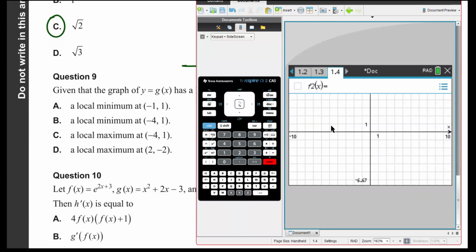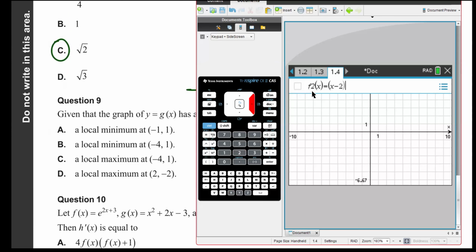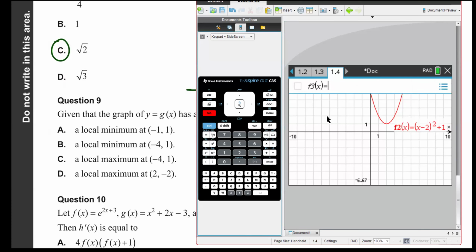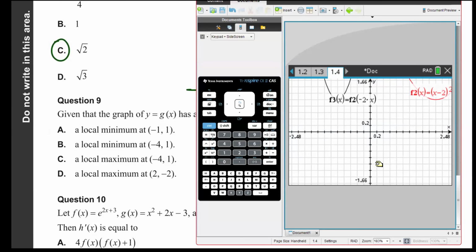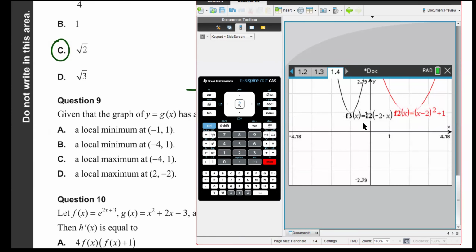So I can go for the graphs. Notice this is F2. I can just make x minus 2 squared plus 1. I can see a local minimum here, which is the absolute minimum actually. Then I press tab. What I want to plot is referring to F2, F2 of minus 2x. So you can see this point is still a local minimum at (minus 1, 1). So option A.